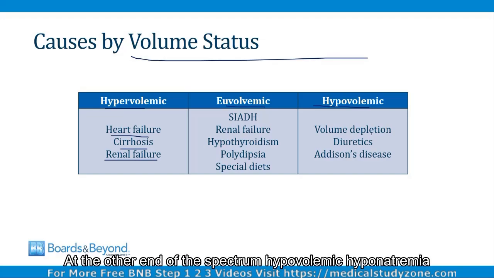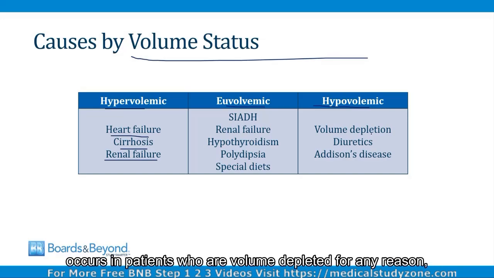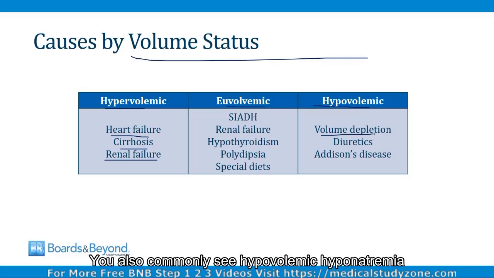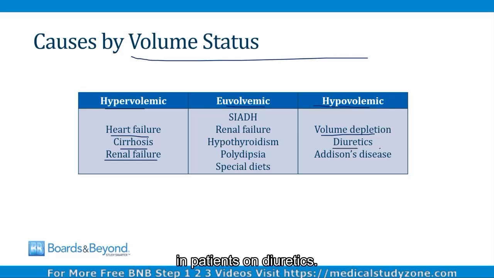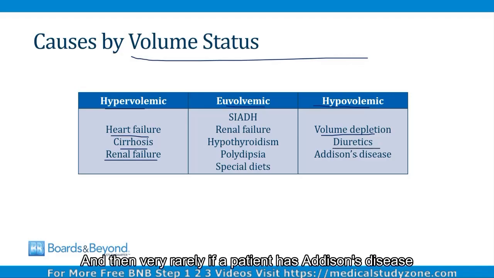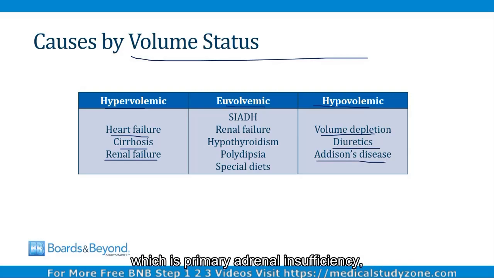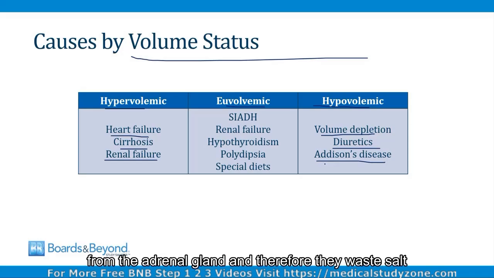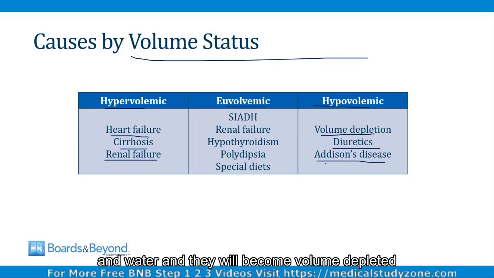At the other end of the spectrum, hypovolemic hyponatremia occurs in patients who are volume depleted for any reason. This could be from sweating, this could be from vomiting and diarrhea, this could be from hemorrhage. You also commonly see hypovolemic hyponatremia in patients on diuretics. And then very rarely, if a patient has Addison's disease, which is primary adrenal insufficiency, these patients lose the ability to produce aldosterone from the adrenal gland and therefore they waste salt and water and they will become volume depleted, and those patients easily develop hyponatremia.